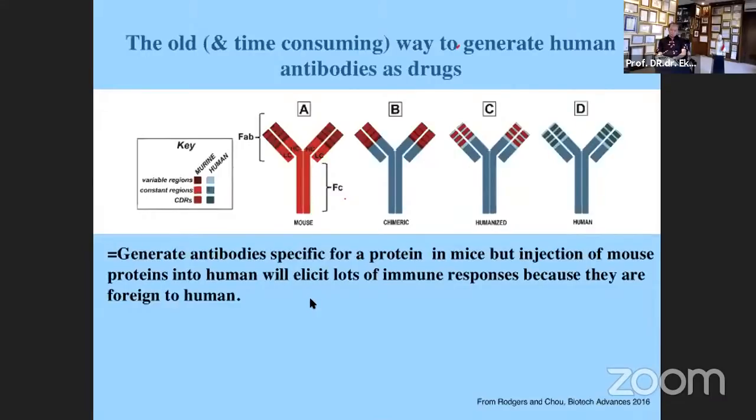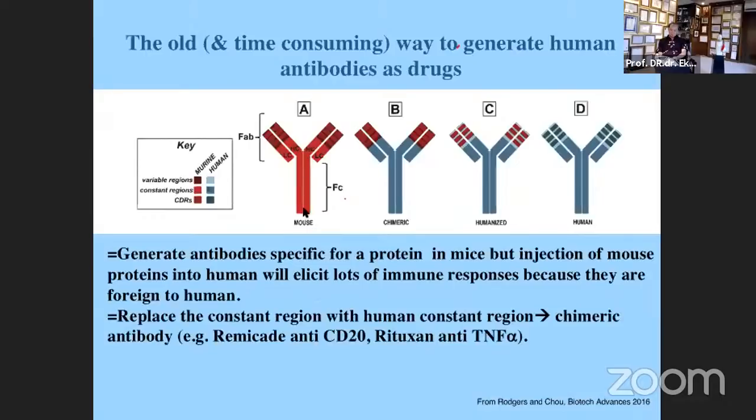So people are very smart. So they say, okay, let's just replace the constant region with the human. So you have this so-called chimeric antibody. So you replace the constant region, and of course the variable region has to be the same because that's the one you want. Okay. So for example, drug called Remicade, this is anti-CD20. This is a drug for B cell non-Hodgkin lymphoma. Or Rituxan is anti-TNF alpha, drug for arthritis. These are chimeric antibodies that are specific for CD20 here, and then the constant regions are human.